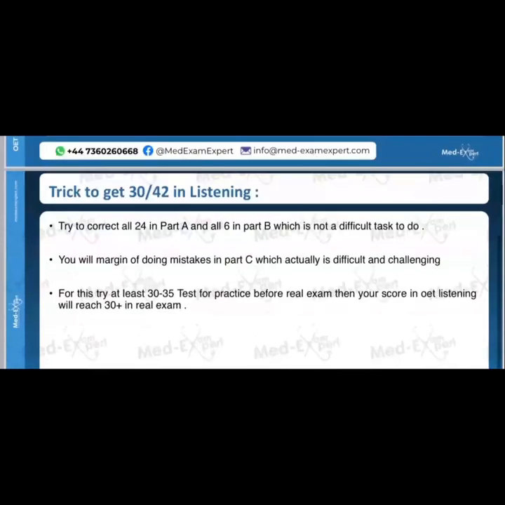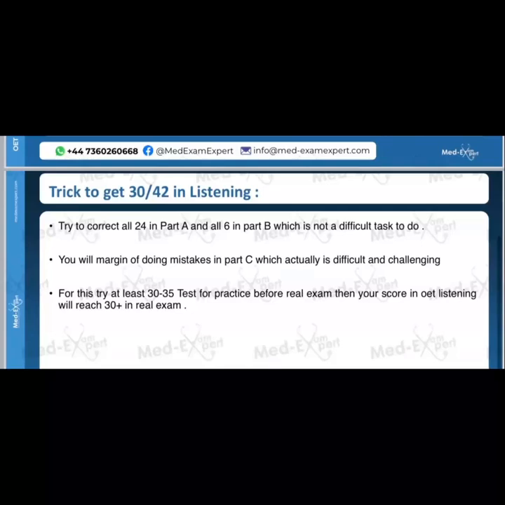So there are some tricks to get 30 out of 42 in the listening part. Try to get all 24 correct in Part A and all 6 in Part B, which is not a difficult task. To be very honest, getting 24 in Part A and 6 in Part B is very much easy. You will have a margin for mistakes in Part C, which actually is difficult and challenging.